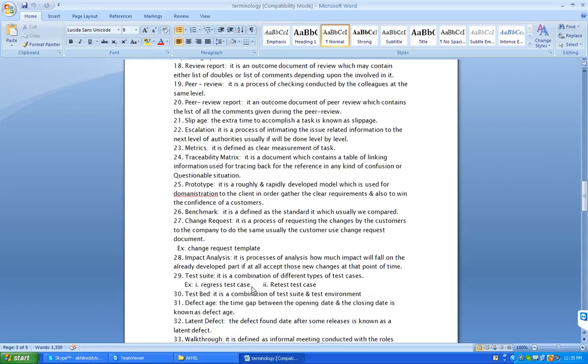Test suite. A test suite is nothing but a combination of multiple test cases, regression test cases, and retest cases. And test bed. A test bed is nothing but a combination of test suite and test environment.